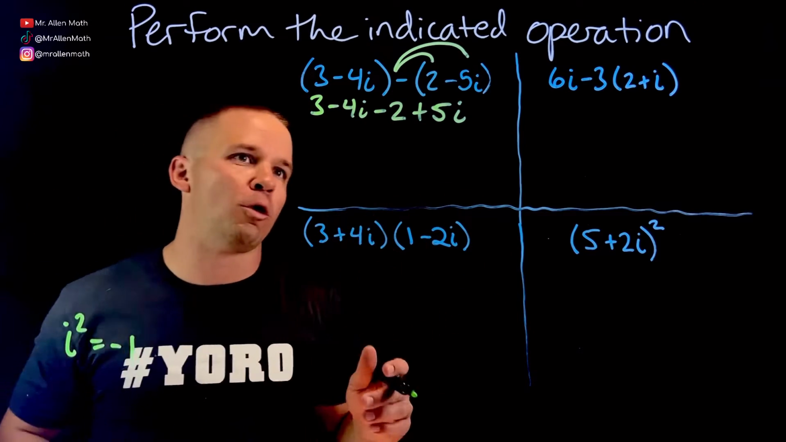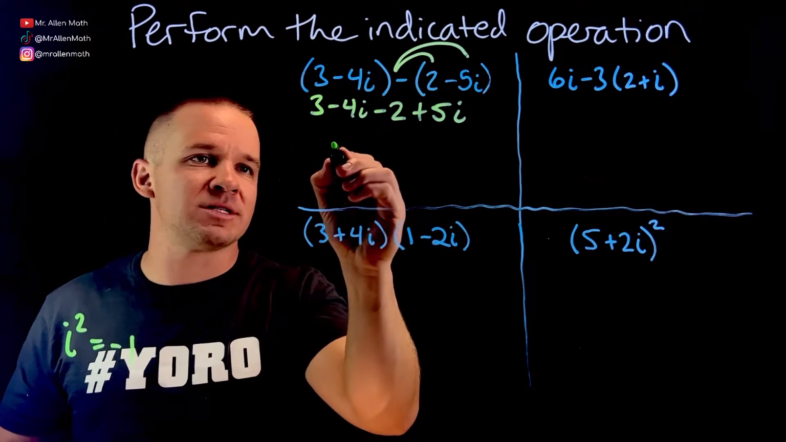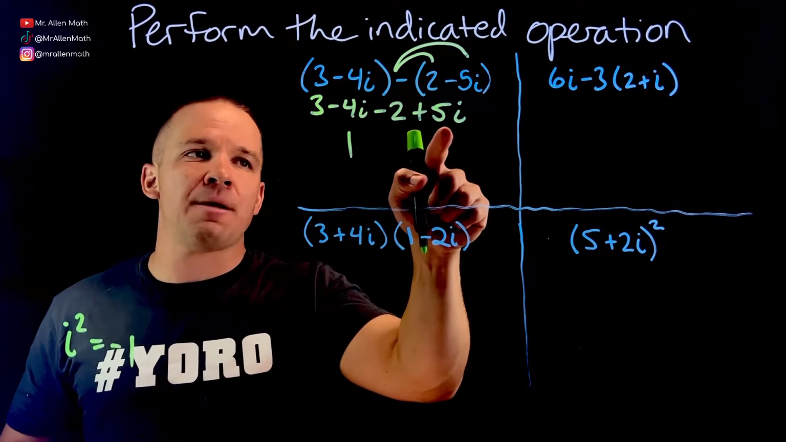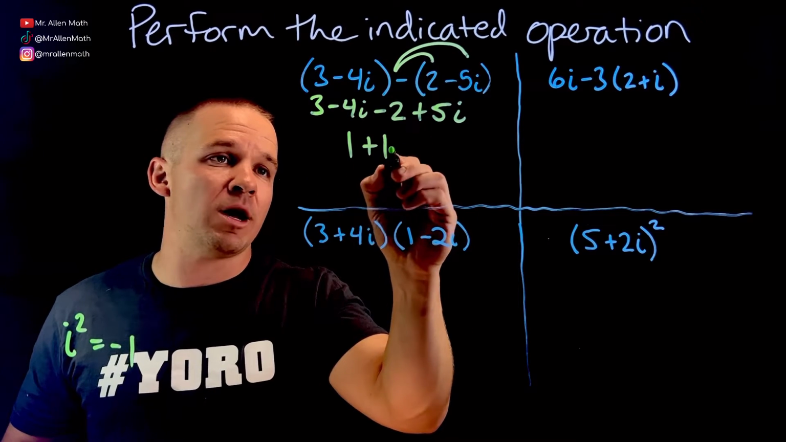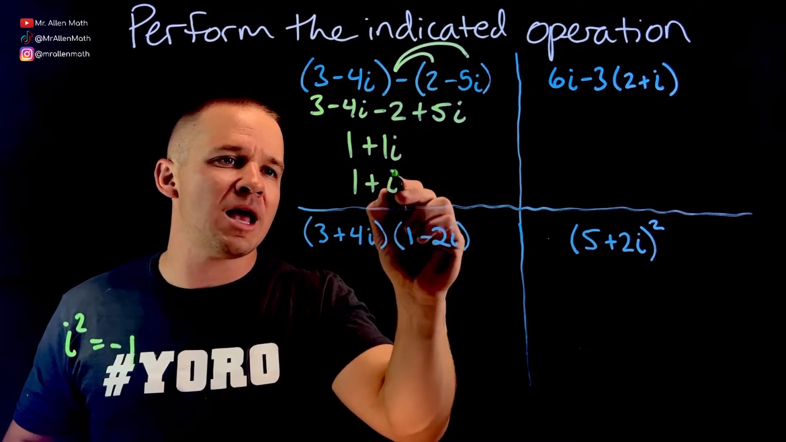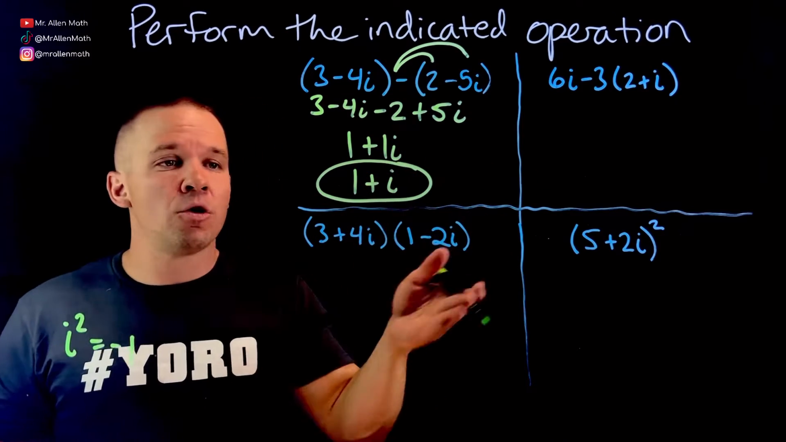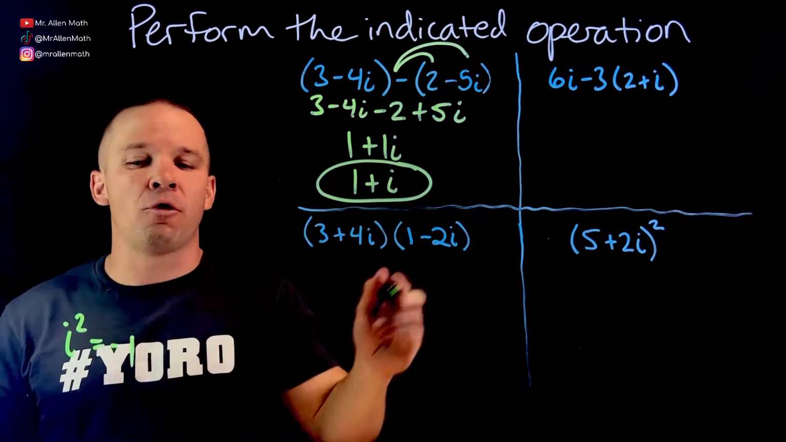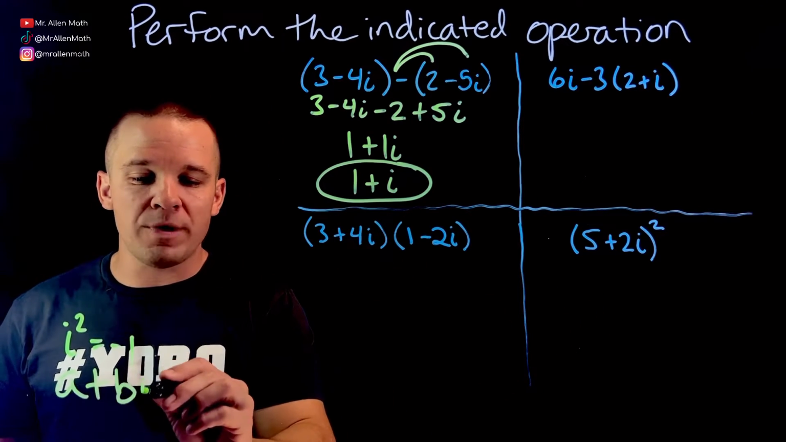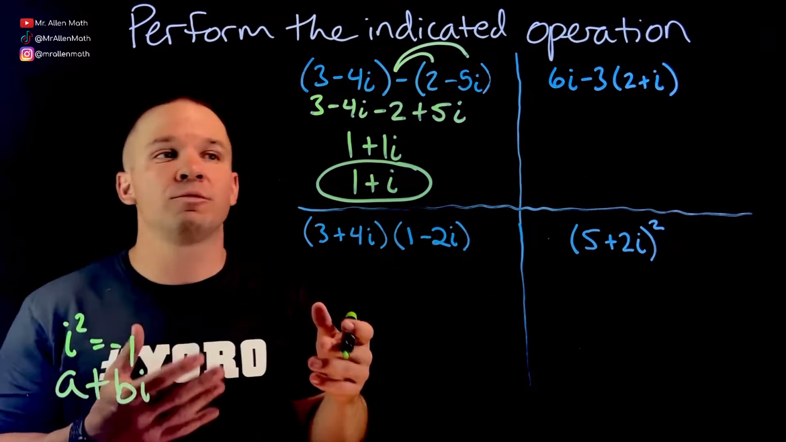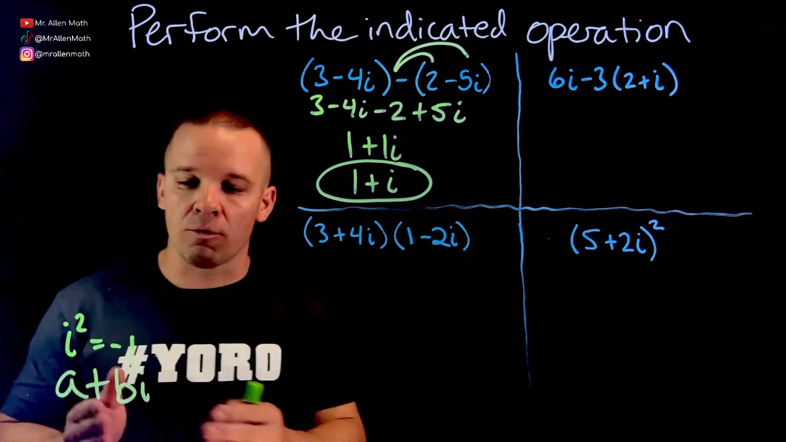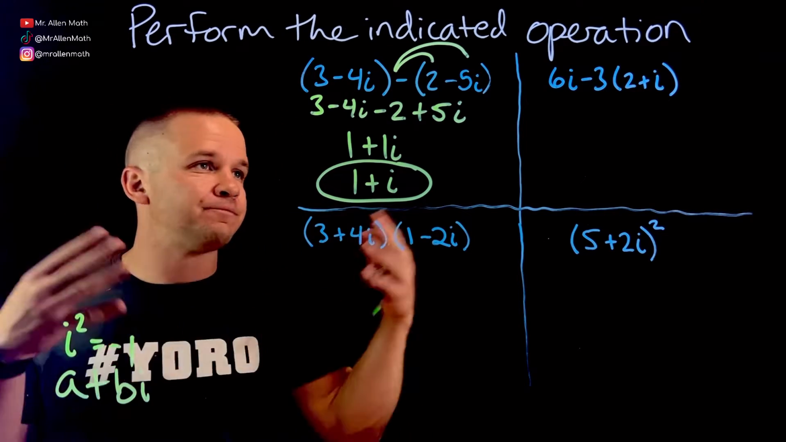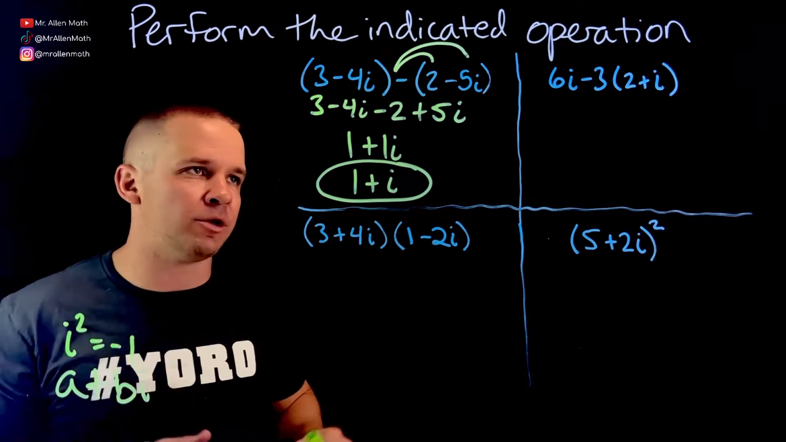In the real math world, I'm going to take 2 minus 3, that's going to give me 1. -4i plus 5i, that's going to give me +1i. Or let's just say 1 plus i. That's it. Write the real number first, the imaginary number second, right? It's always of the form a plus bi, if it's going to be a complex or imaginary number here, right? We have our real component, we have our imaginary component. Complex is everything, including the real numbers.